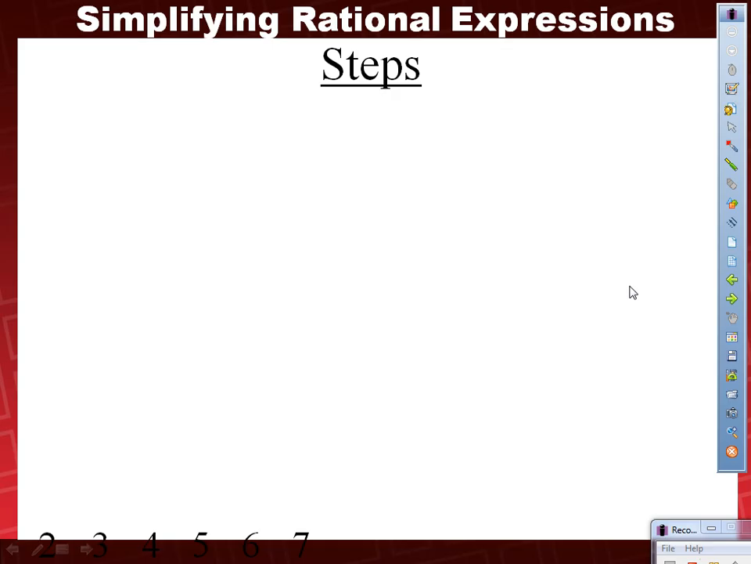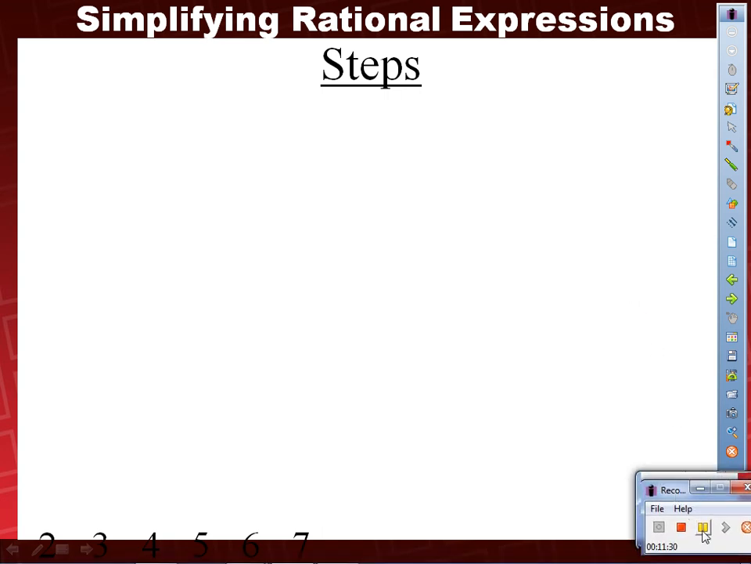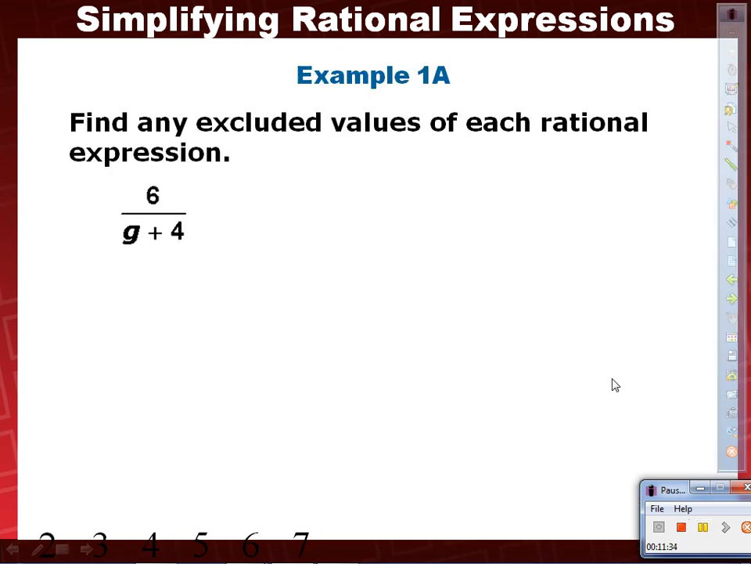Underneath that, I want you to write steps. And you're coming up with those steps. Just pay attention to the lesson. Yes? All right. Example 1A. Copy that, please. Find any excluded values of each rational expression.